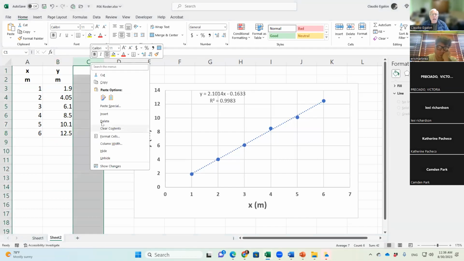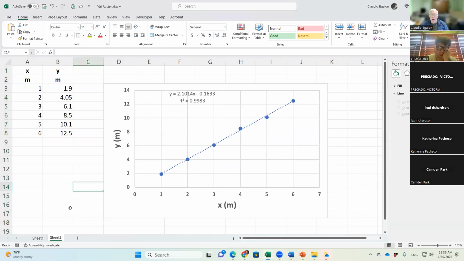Let me just erase this guy here. We don't need that anymore. Okay. 1136. So did you get the idea how R square is used?